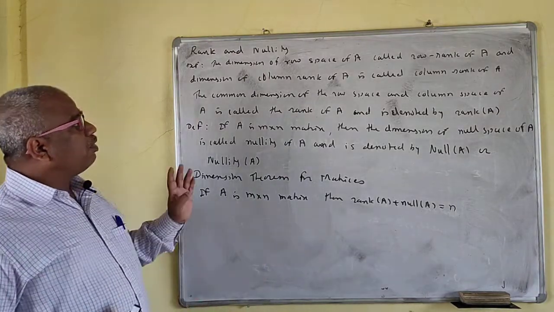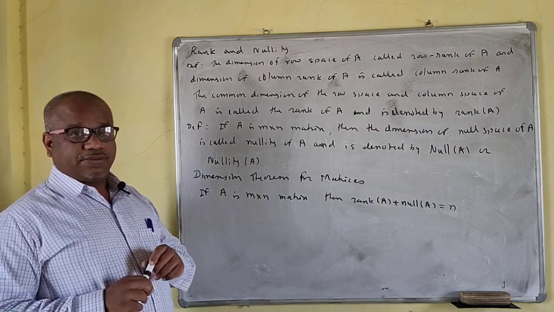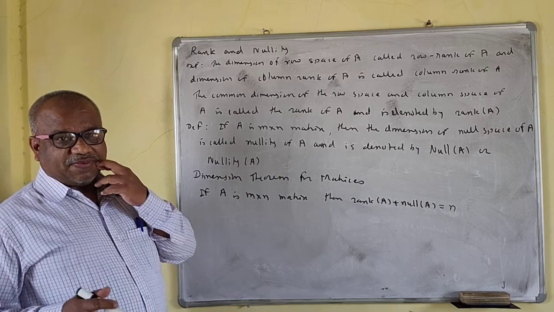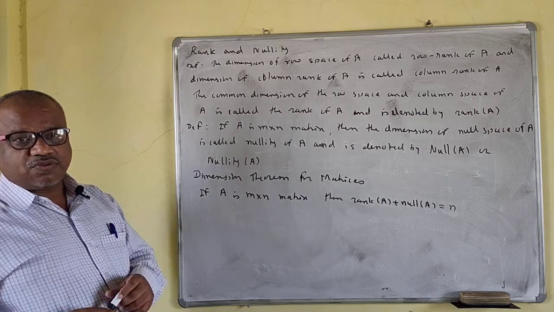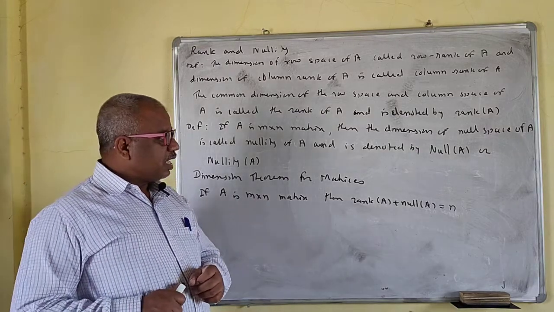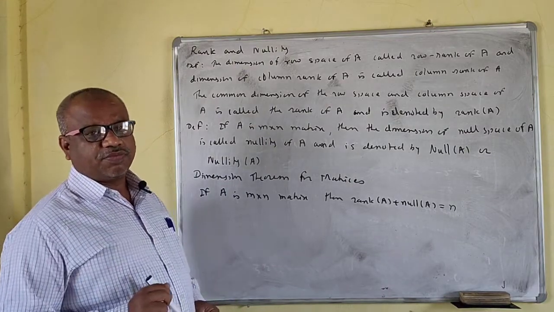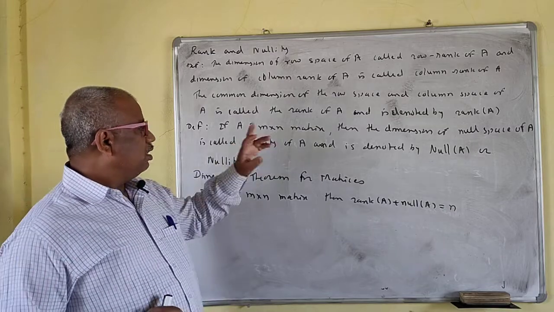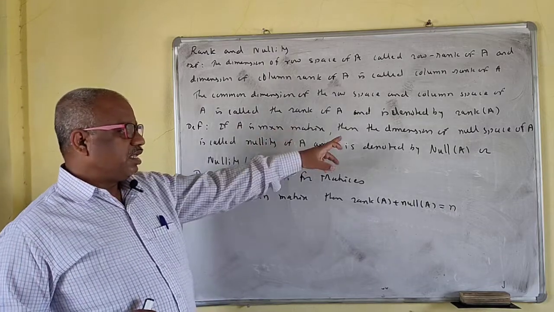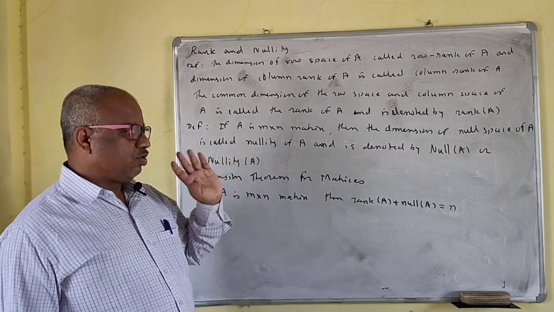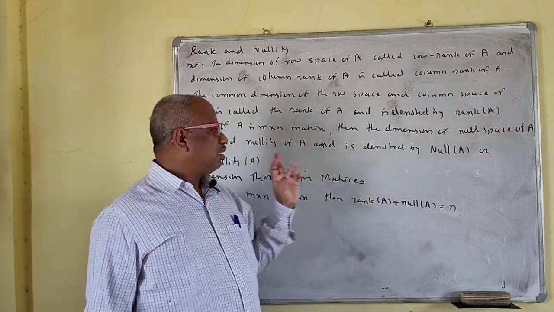Now we will see what we mean by nullity. We have seen the null space, that is nothing but the solution space of the system Ax equal to 0. The dimension of that null space is the nullity of the matrix. If A is a matrix, then the dimension of the null space of A is called the nullity of the matrix, and it is denoted by null of A or nullity of A.